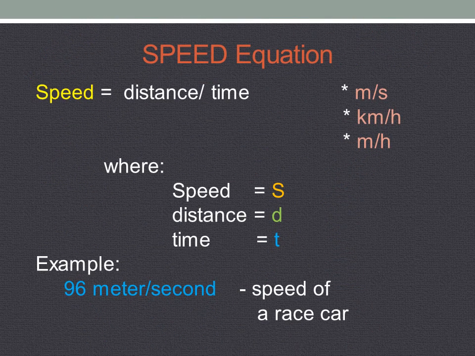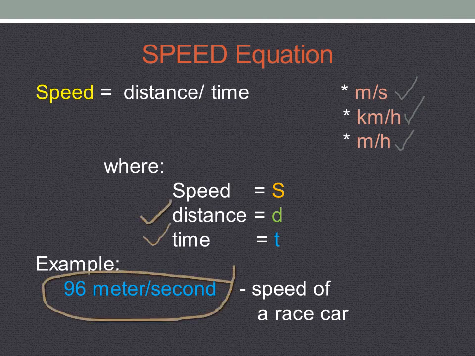Speed is measured using units of distance per unit of time, such as meters per second, kilometers per hour, or miles per hour. But how is speed calculated? We can find the speed of an object if we know the distance traveled by the object and how long it took to travel that distance. For example, 96 meters per second can be a speed of a race car.